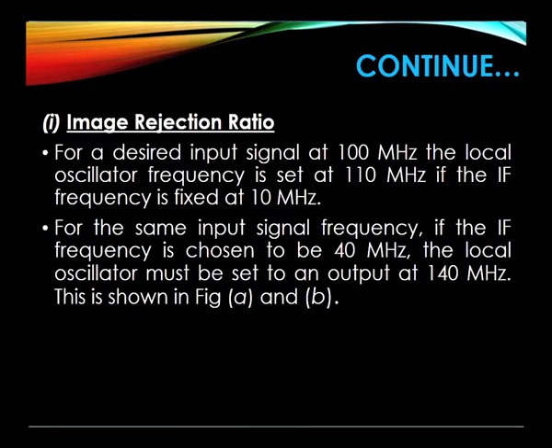If the IF frequency is fixed at 10 megahertz, what is going to happen? 10 megahertz is what we get from the mixer. For the same input, that is for the same 100 megahertz frequency, if the intermediate frequency is chosen to be 40 megahertz, the local oscillator must be set to an output of 140. So, for 40 megahertz intermediate frequency we need to set the local oscillator to 140 megahertz. For 10 megahertz, we need to set 110 megahertz for the local oscillator.